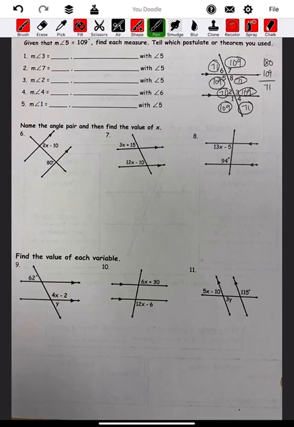Now that you've filled out all the angles, it should be easy to fill out the forms on the left. So let's start with question 1. Question 1 says the measure of angle 3 is what? So we come over here. We notice that angle 3, we already put it. So we're going to put 109.